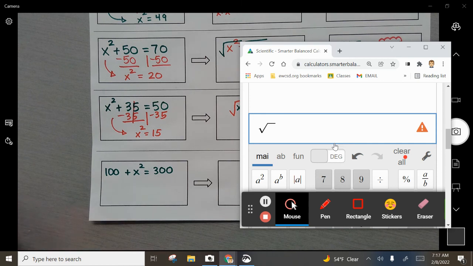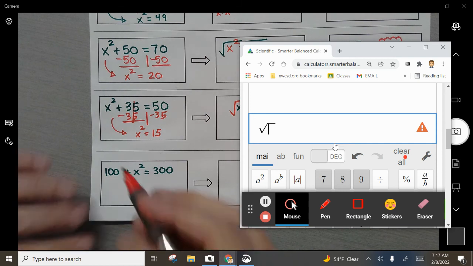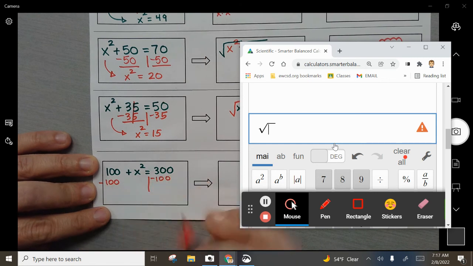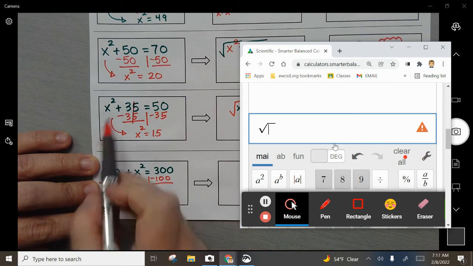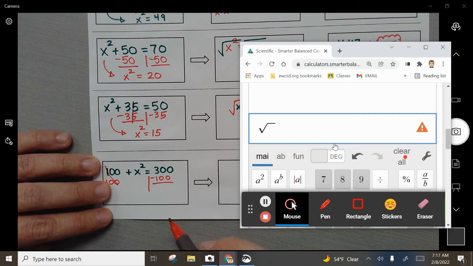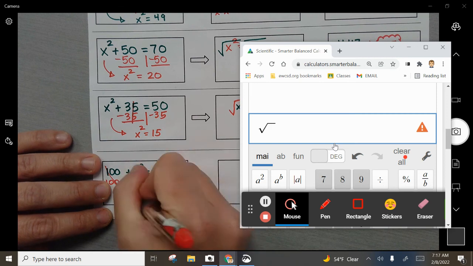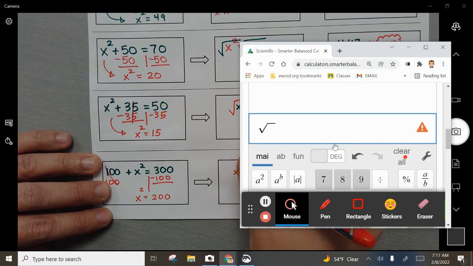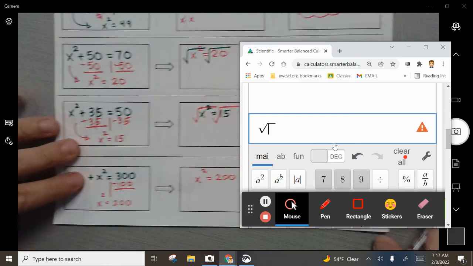So here we go. First step, I would subtract 100. Okay. Now I'm going to get this canceled out. That was a little different, the spot was in a little different spot. No big deal, right? And then from there, I'm going to have x squared equals 200. I'm going to write that in here. Okay. And you can see that right here.